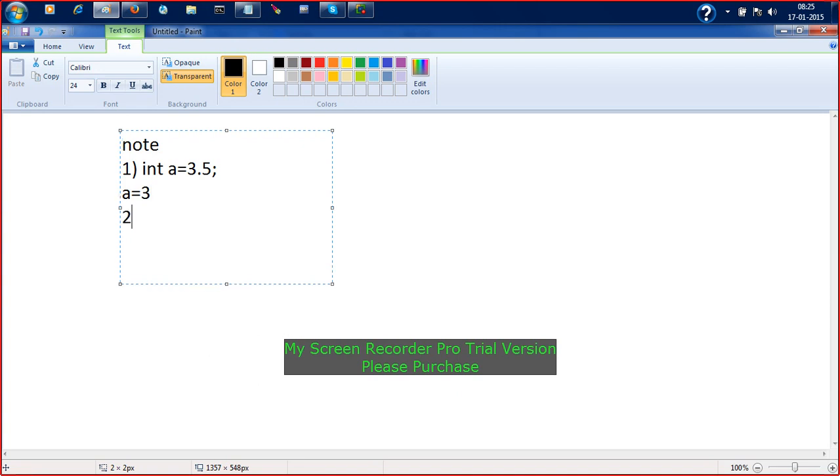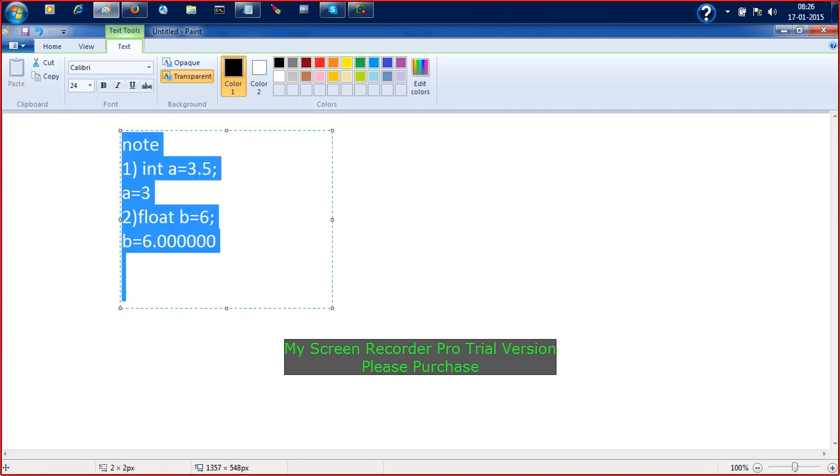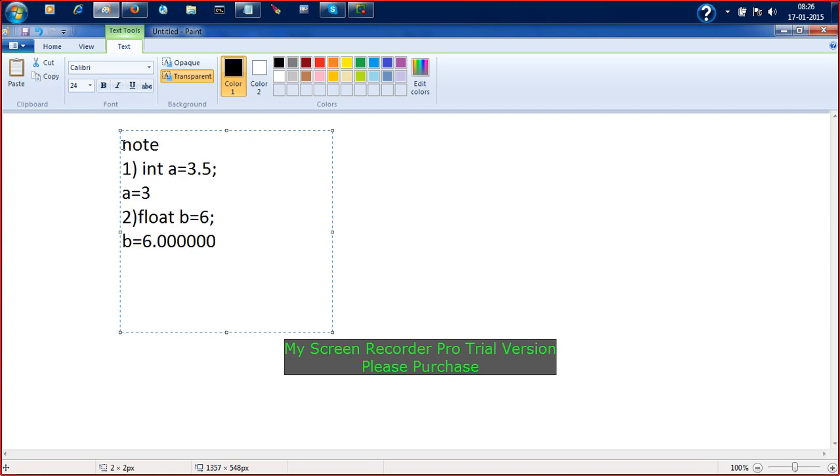Fine. Next, the second thing: if I take float b equals 6, then what will the compiler take? b equals 6. The float is nothing but a point value, right? So it will compulsorily take 6.00000. Okay, clear? So this is the important note point that you have to remember.